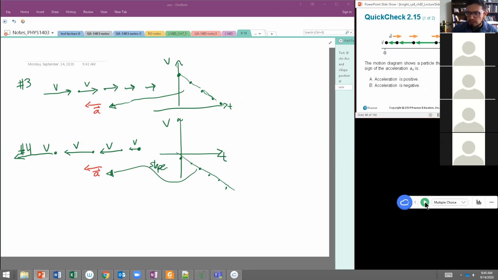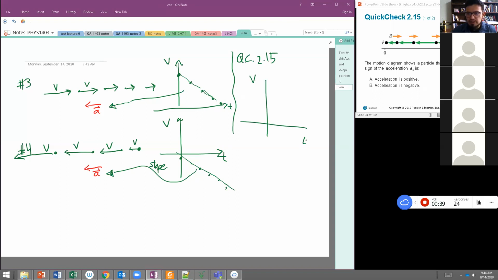So let's see if we're getting everything we're talking about. It says here, the motion diagram shows a particle that is slowing down. The sign of the acceleration, a in the x, is, well, what is it? Even if they didn't show you the acceleration vectors, hopefully you can see just by the green velocity arrows that we're starting out on the right-hand side with a very large negative velocity that's getting less and less negative. So that means if you were to make a plot for this quick check 2.15, it would look a little bit like this.